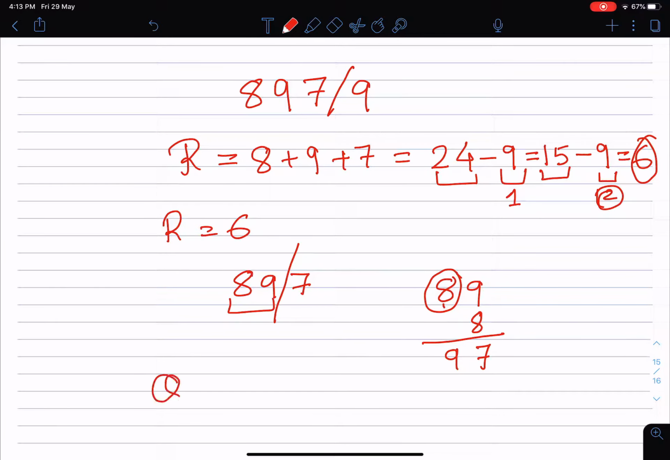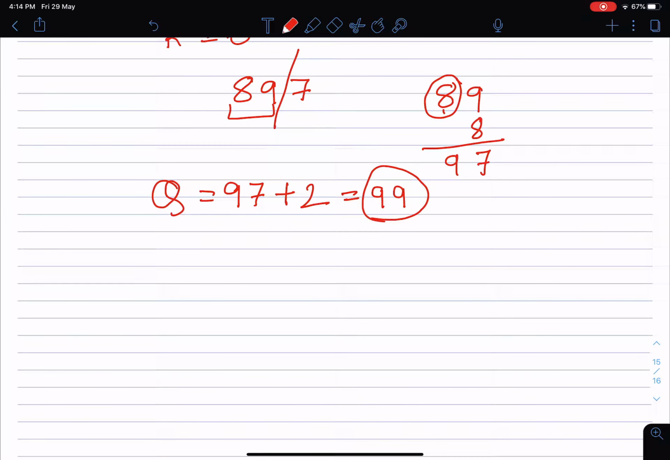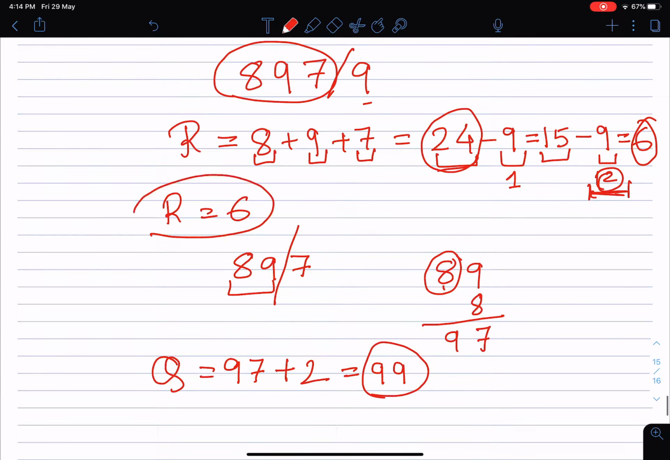Now what is my quotient Q? We write 79, and we also have to add this 2, because we have already deducted 9 twice from the number 24, which was calculated by adding all the digits of that number. So write 2 there, and then the result will be 99. So if we divide this number by 9, my quotient will be 99 and my remainder will be 6.